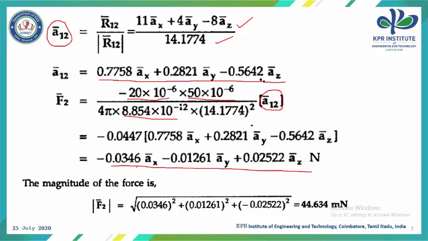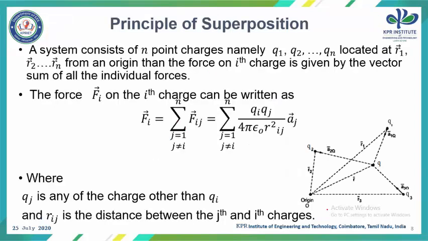If you want the magnitude of this force, just apply the square root of this. You are going to get this answer. So the final force is 14.634 millinewton. Till now we discussed Coulomb's law and dealt with only two charges.